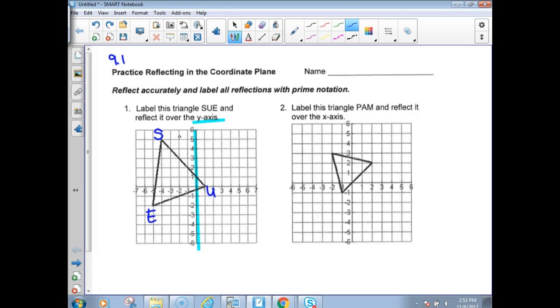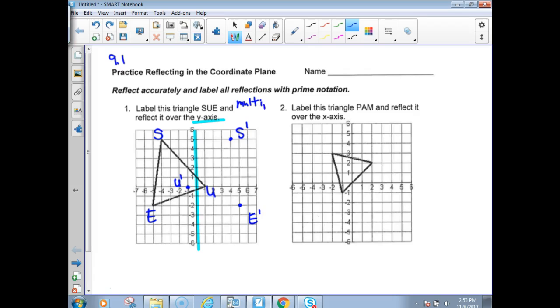So S is 1, 2, 3, 4 to the left of the line where the y-axis is. So we're going to go 1, 2, 3, 4 to the right and call that S prime. U is 1 to the right, so we'll go 1 to the left and label it U prime. And then E is 1, 2, 3, 4, 5 to the left of the y-axis. So we're going to go 1, 2, 3, 4, 5 to the right. That's E prime.